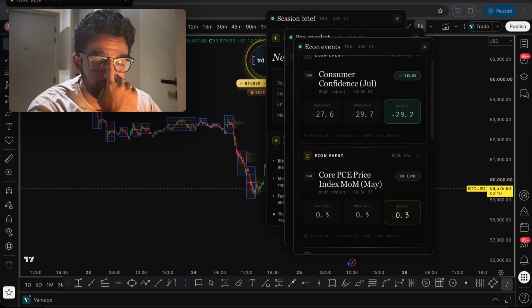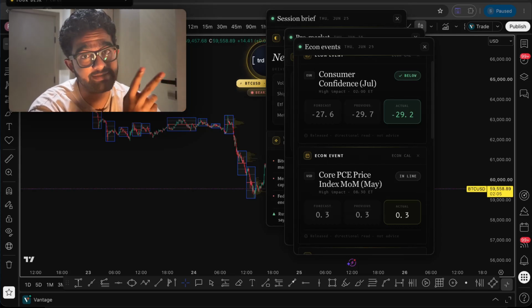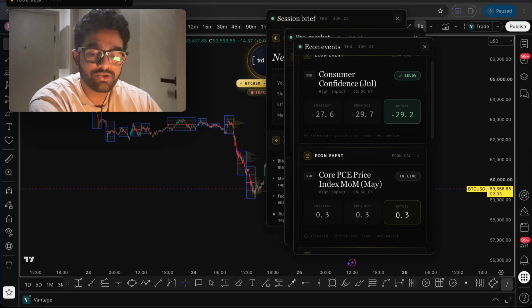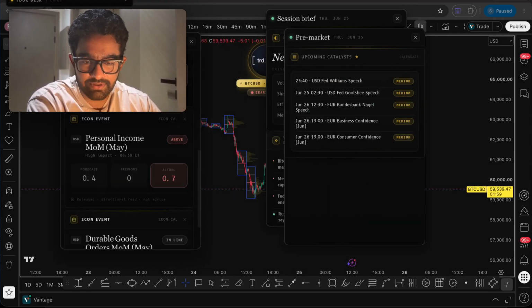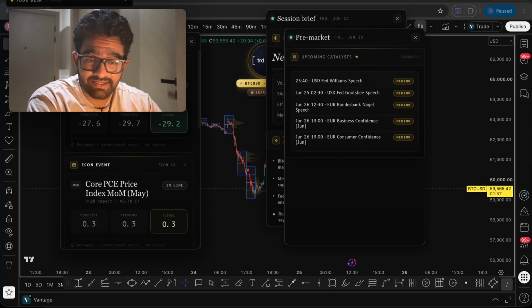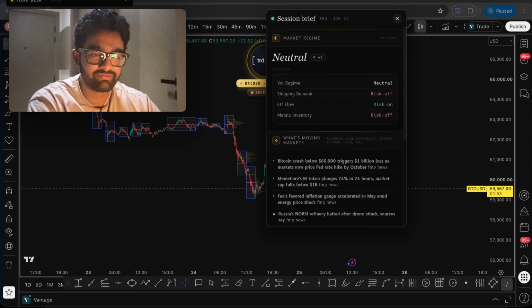All right, so first of all, we're going to be opening up TradingView, obviously, and we're going to be opening up the TradeEasy app, the desktop app, right? So over here, when you open up the desktop app, we can see that it's going to give us the economic events that have happened. We had the core PCE release, take that away, pre-market, take that away, and the session brief, take that away.